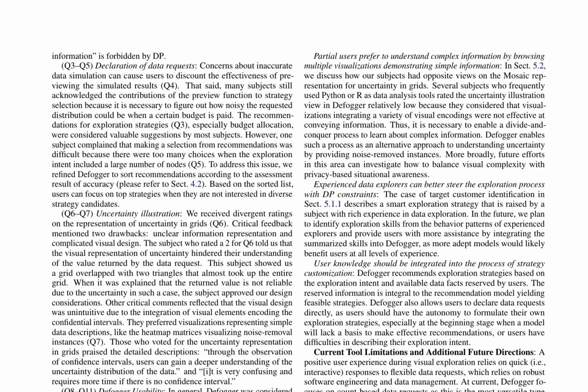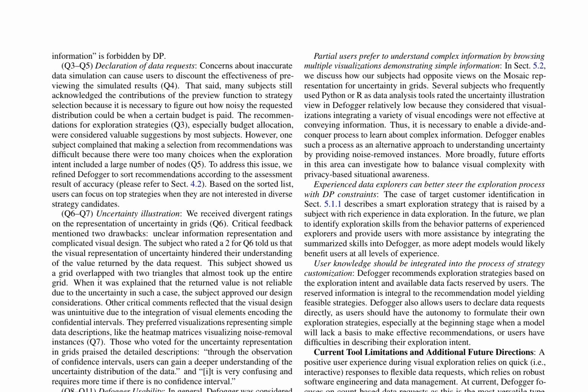Defogger is a novel visual analysis approach that leverages reinforcement learning to recommend exploration strategies based on users' intent, while illustrating uncertainty in data distributions through various visualizations. This system aims to facilitate valuable discoveries from sensitive data, adhering to differential privacy (DP) constraints. By integrating a reinforcement learning model, Defogger balances visual complexity with situational awareness, ensuring that users can effectively explore data while maintaining privacy. A user study and 2 case studies demonstrate Defogger's effectiveness, highlighting key insights.